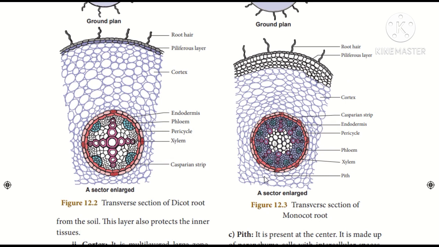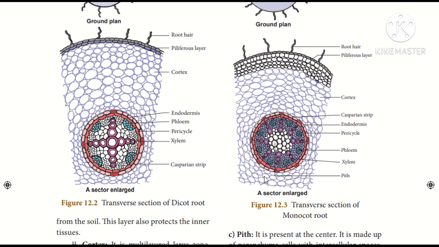The first layer is called epiblema. It is the outermost layer of the root. It is also made up of parenchyma cells. Just as stomata and cuticle are absent in the dicot root, the same stomata and cuticle are absent here. The main important function of the root hair is absorption of water and mineral salts, and also it is protective in function. That is the main important function of the epiblema or rhizodermis present in the monocot root, similar to the epiblema present in the dicot root also.